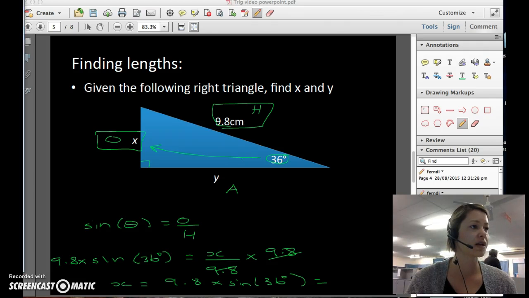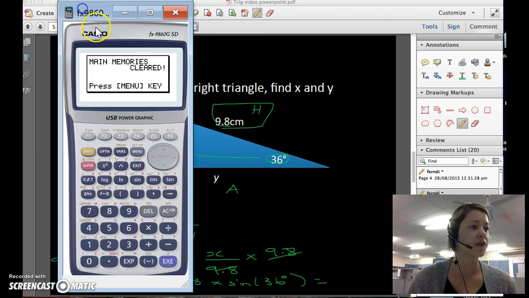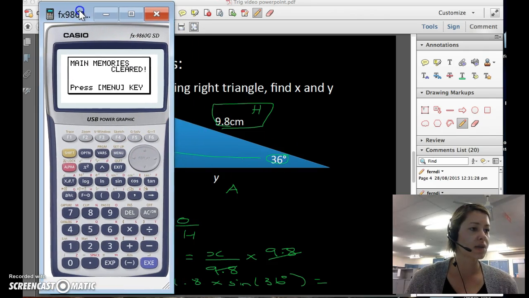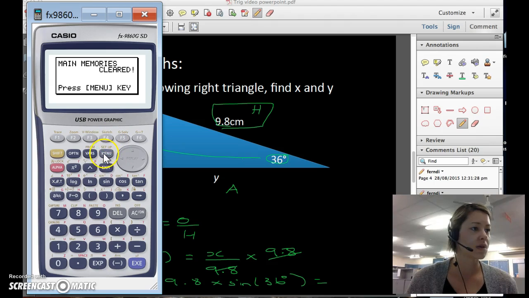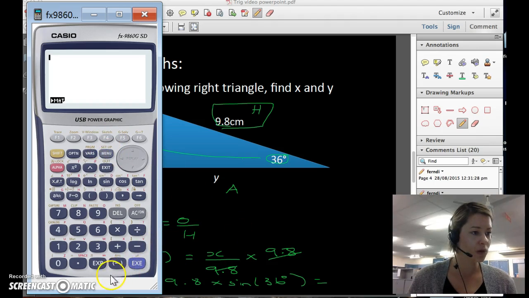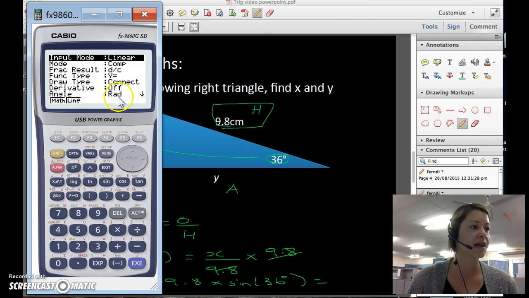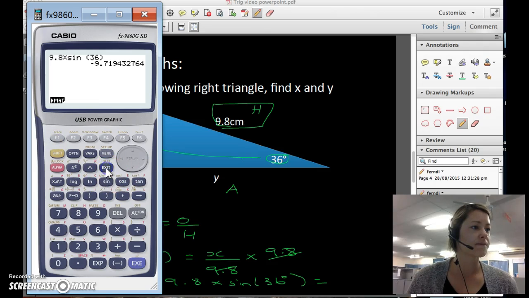So I'll just bring in the calculator here. Okay, menu, run. I want 9.8 times sine of 36 degrees. Oh, and I get a negative number. This is telling me that my calculator is probably set to radians. So I'm going to check that, and it is set to radians, so I'm just going to put that in degrees and try this again.